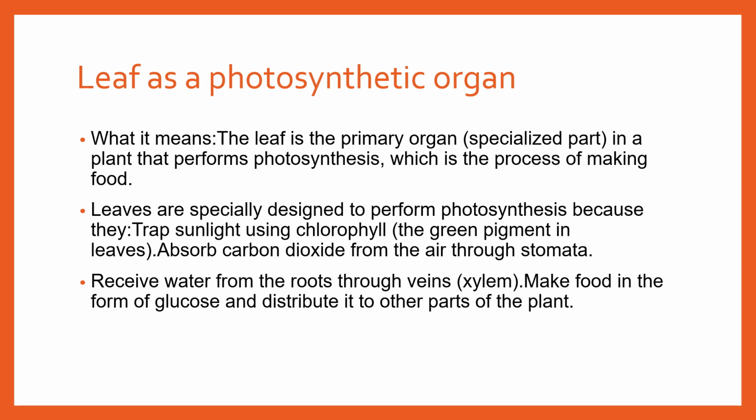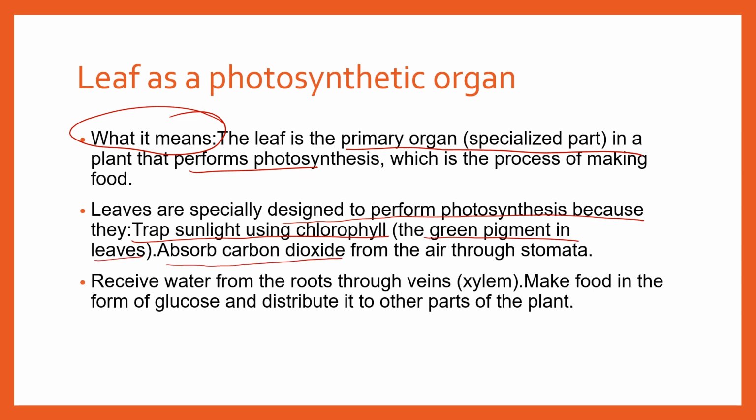We could have said the stem is the photosynthetic organ of the plant, or the fruit, or the flower. Why is it only the leaf? Because the leaf is the primary organ of the plant that performs photosynthesis, the process of making food we have studied earlier. It is specially designed to perform photosynthesis because it traps the sunlight using the chlorophyll, the green colored pigment.